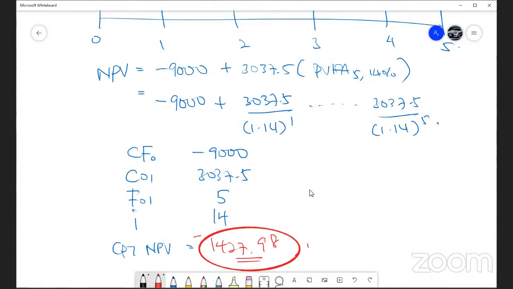This is a positive NPV. So whenever NPV is more than 0, you accept. Easy, right? So far, any questions?